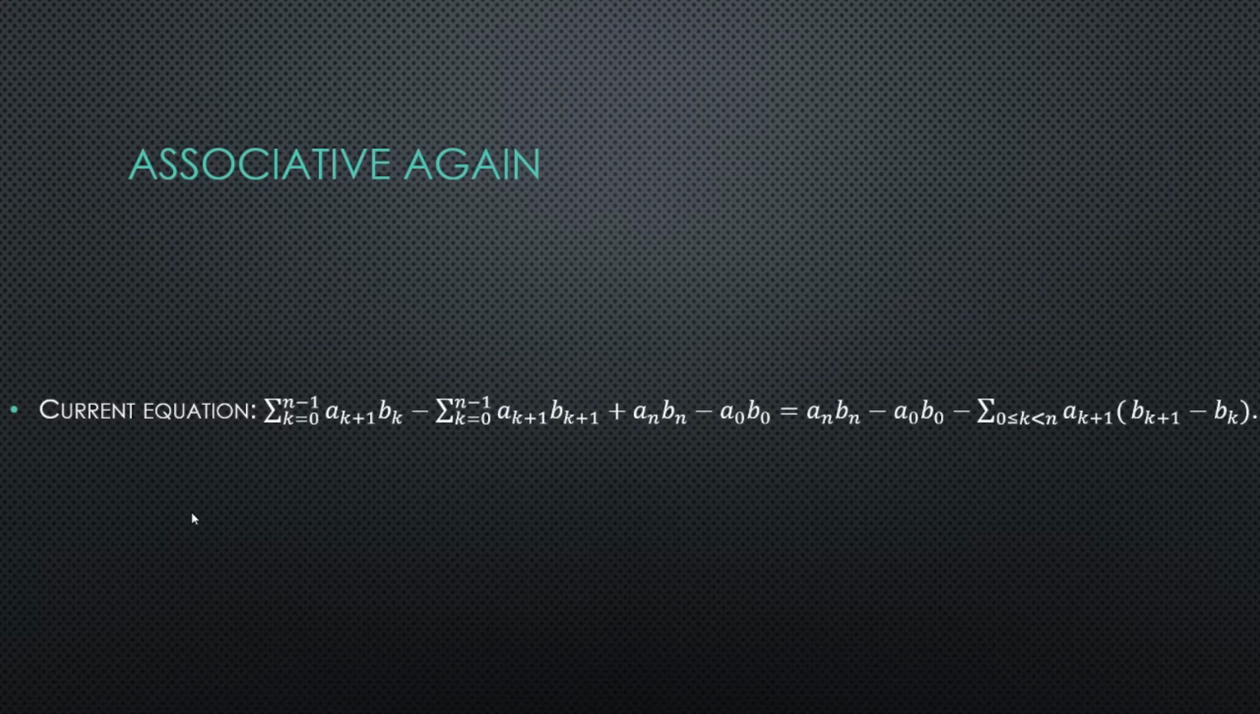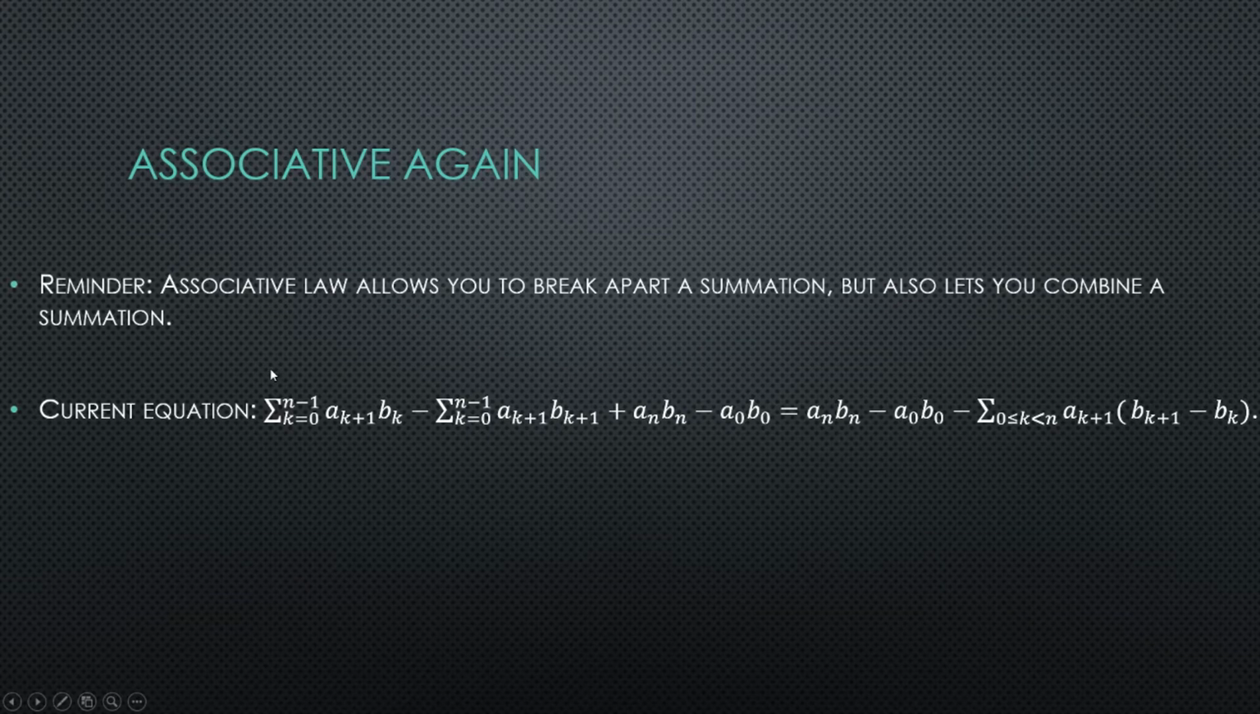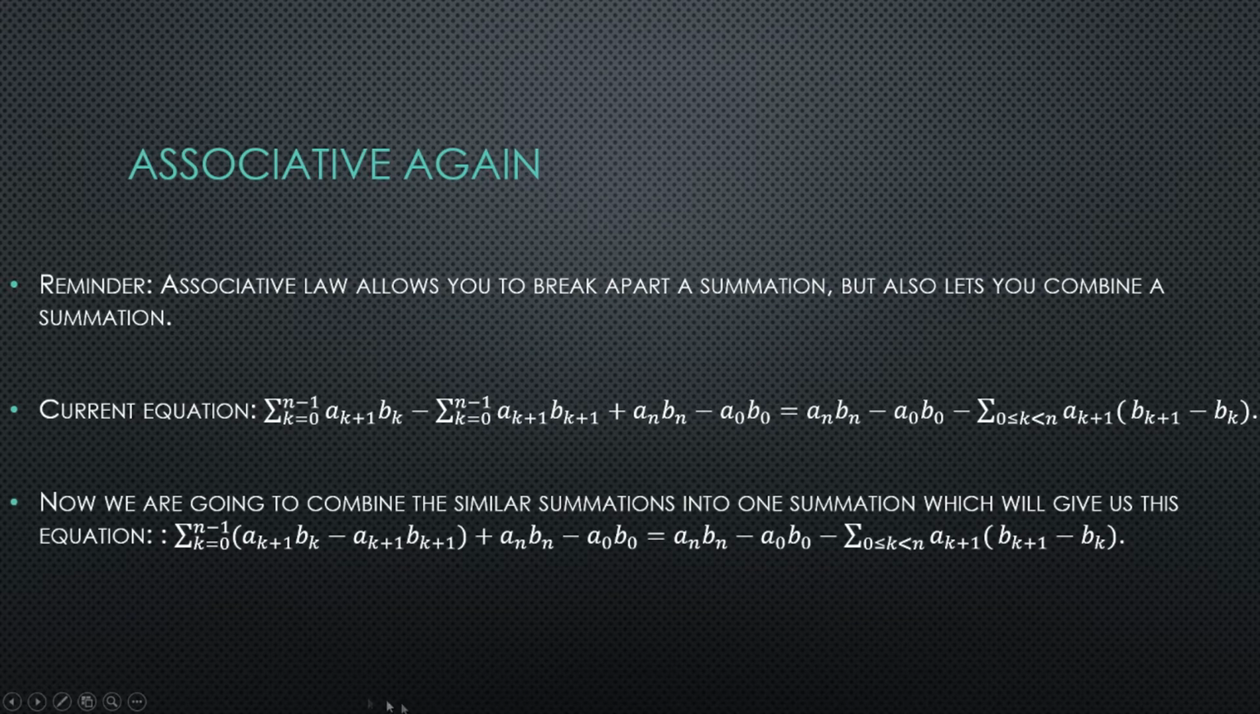So now we're going to be doing the associative law again. Just a quick reminder, the associative law allows you to break apart a summation, but also lets you combine summations. So like I said earlier, we are going to combine this summation with this summation, which will give us this equation: the summation of a sub k plus 1 times b sub k minus a sub k plus 1 times b sub k plus 1. All that's doing is basically eliminating this summation right here and cramming those together. We still have this a sub n times b sub n minus a sub 0 b sub 0.